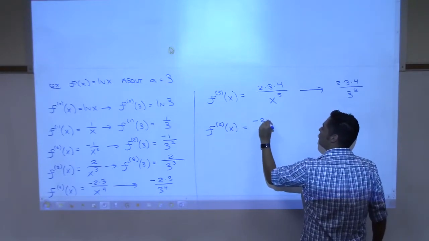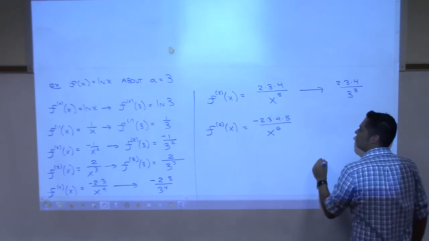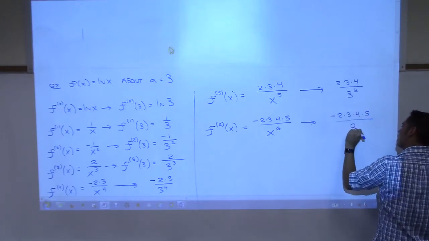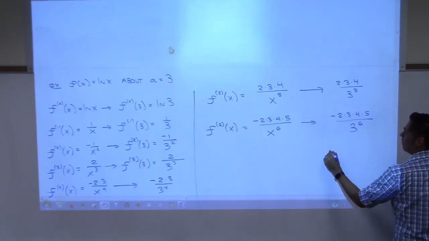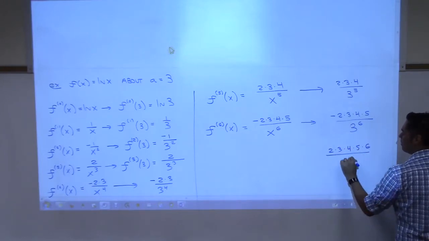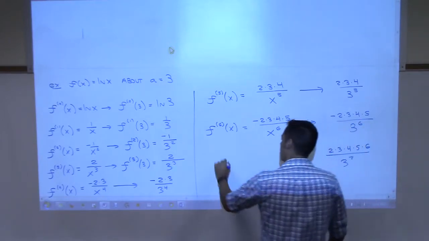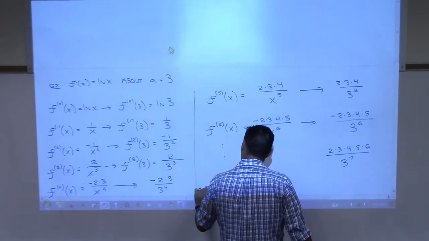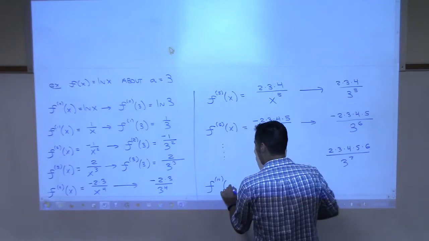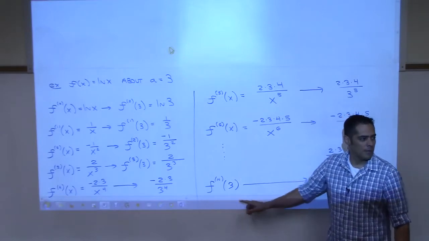Negative 2 times 3 times 4 times 5 over x to the 6th. And then when we plug in 3, negative 2 times 3 times 4 times 5 over 3 to the 6th. And the next one should be positive 2 times 3 times 4 times 5 times 6 over 3 to the 7th. So I'm curious, what would the nth derivative at 3 be? Is it n minus 1 factorial?